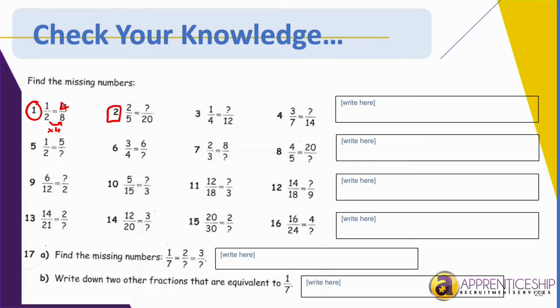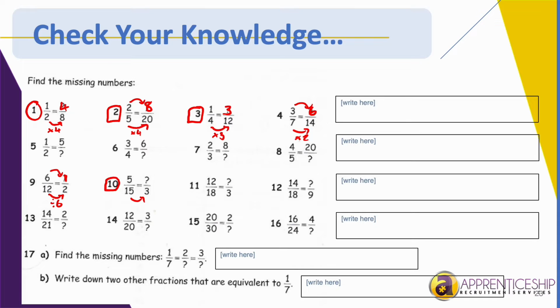Number 2, the bottom has been multiplied by 4, so the top needs to be multiplied by 4, and we get to 8. Number 3, 4 has been multiplied by 3 in this instance, so the top too. Whatever we do to the top, we do to the bottom. Here the bottom has been multiplied by 2, so the top gets multiplied by 2 to get to 6. And in the same way here, 12 has been divided by 6, so the top gets divided by 6. So 6 over 12 is the same as 1 over 2. Okay, I've looked at 10.